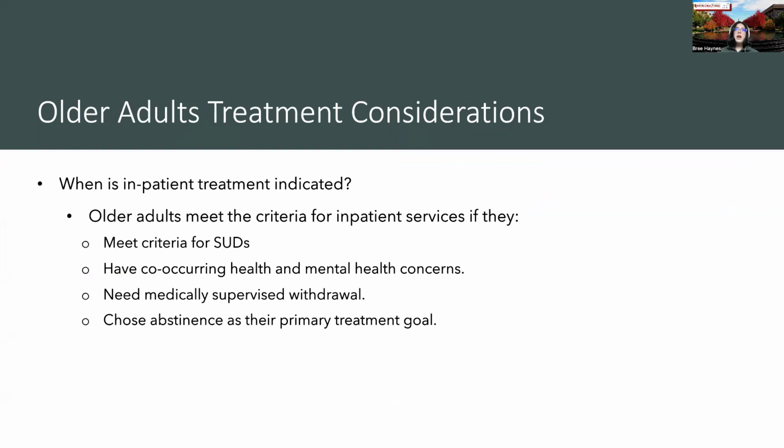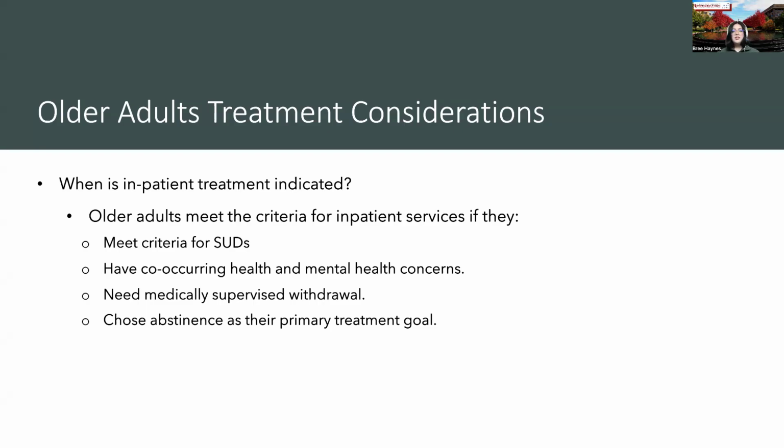So older adults have different treatment considerations than other populations. For example, when you would consider inpatient treatment looks different for older adults than it does for other adult populations. Older adults meet the criteria for inpatient services if they meet criteria for SUDs, have co-occurring health and mental health concerns, which, like I said earlier, is really common in SUDs. We're very rarely just treating an SUD. It's usually going to be co-occurring with some other mental health issue. Also if they need medically supervised withdrawal, or if they choose abstinence as their primary treatment goal.